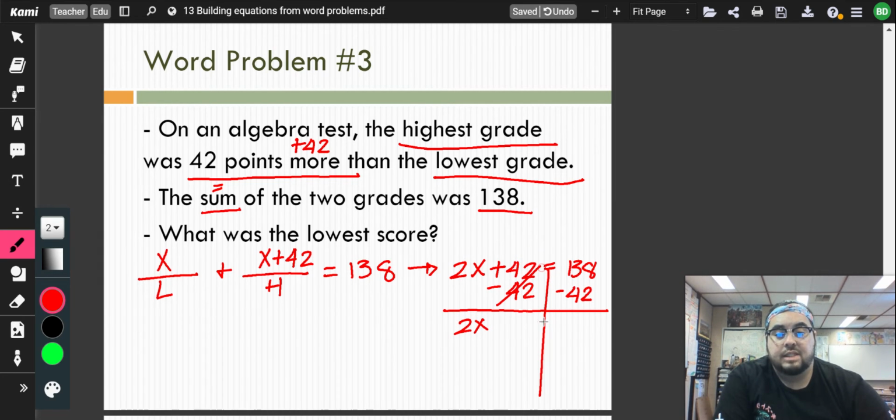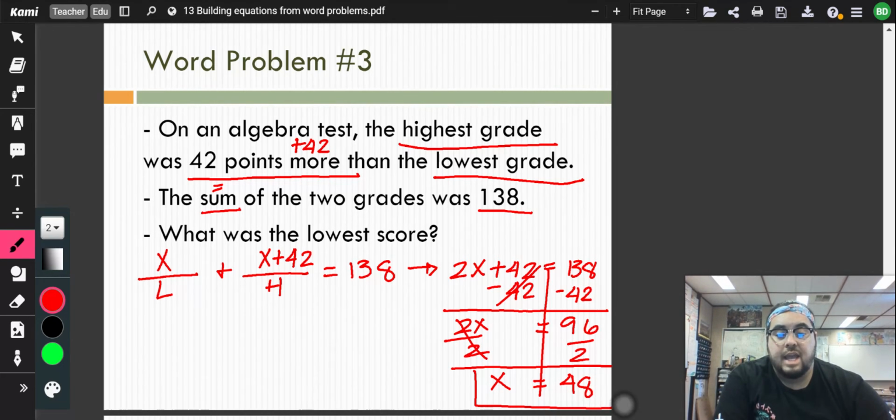Okay. When I subtract 42 from 138, I get 96. I'm going to divide by 2. And x equals 48. Okay. Now, again, I have to put this into context, because just because I have x doesn't mean I actually answered the question yet. So the question is, what was the lowest score?